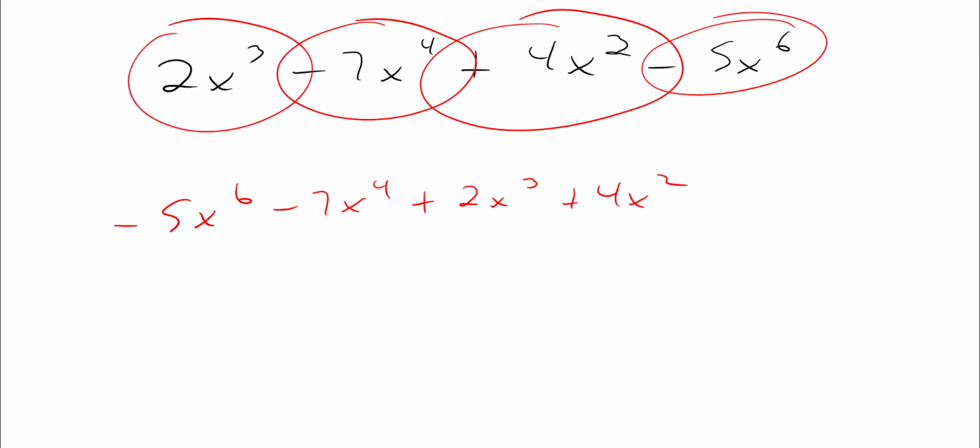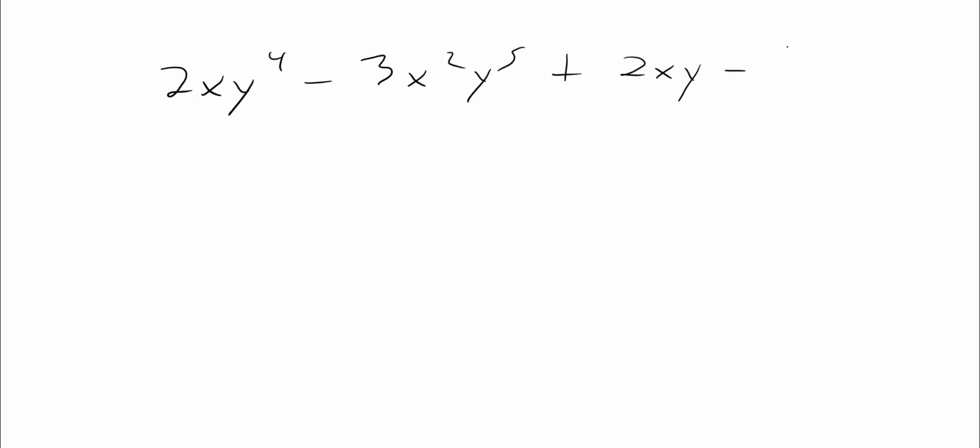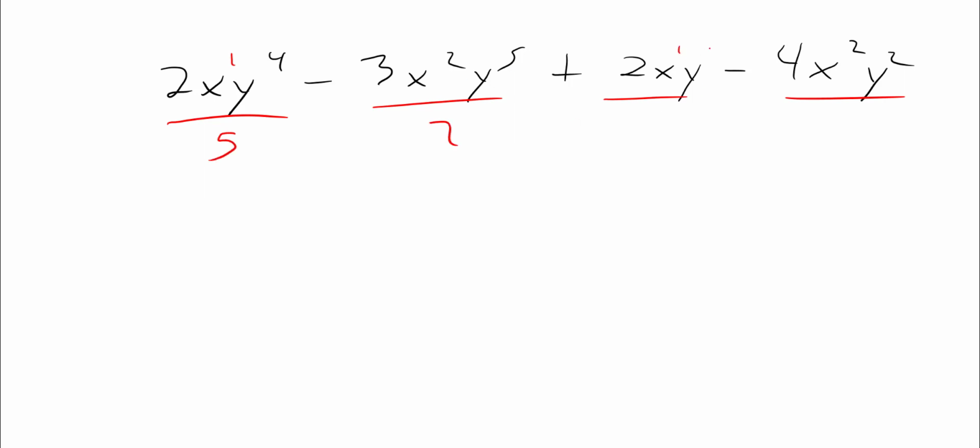So let's do one kind of crazier one. Let's use more variables. So if I said 2xy to the fourth minus 3x squared y to the fifth plus 2xy minus 4x squared y squared. Okay? So let's just figure out what each term is. This is, let's put a 1 there, so you know this is degree 5. This is degree 7. There's a 1 and 1, so this is degree 2, and this is 2 and 2, so this is degree 4.